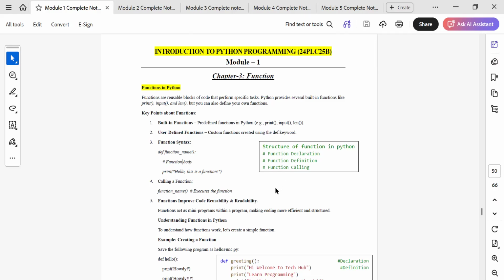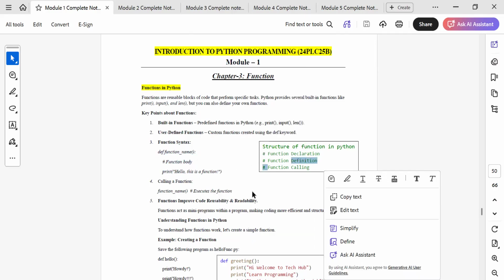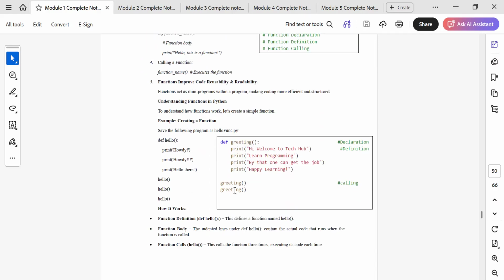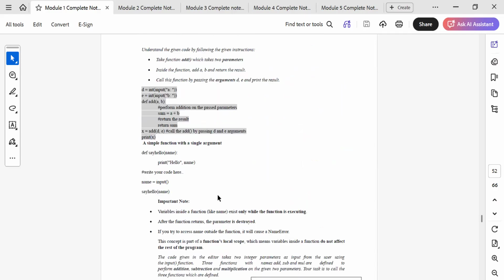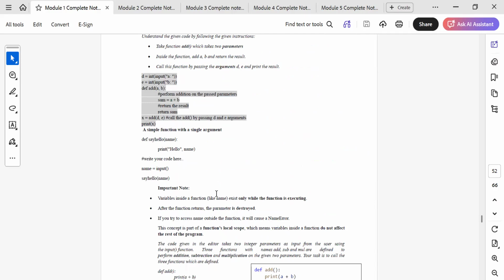There are three parts in the definition. First, you have to declare the function. You have to write the body, then you have to call the function. These are the three categories of a function. Okay, so if the question is related to a function, please use the def keyword. Declare the function, then only start the program.